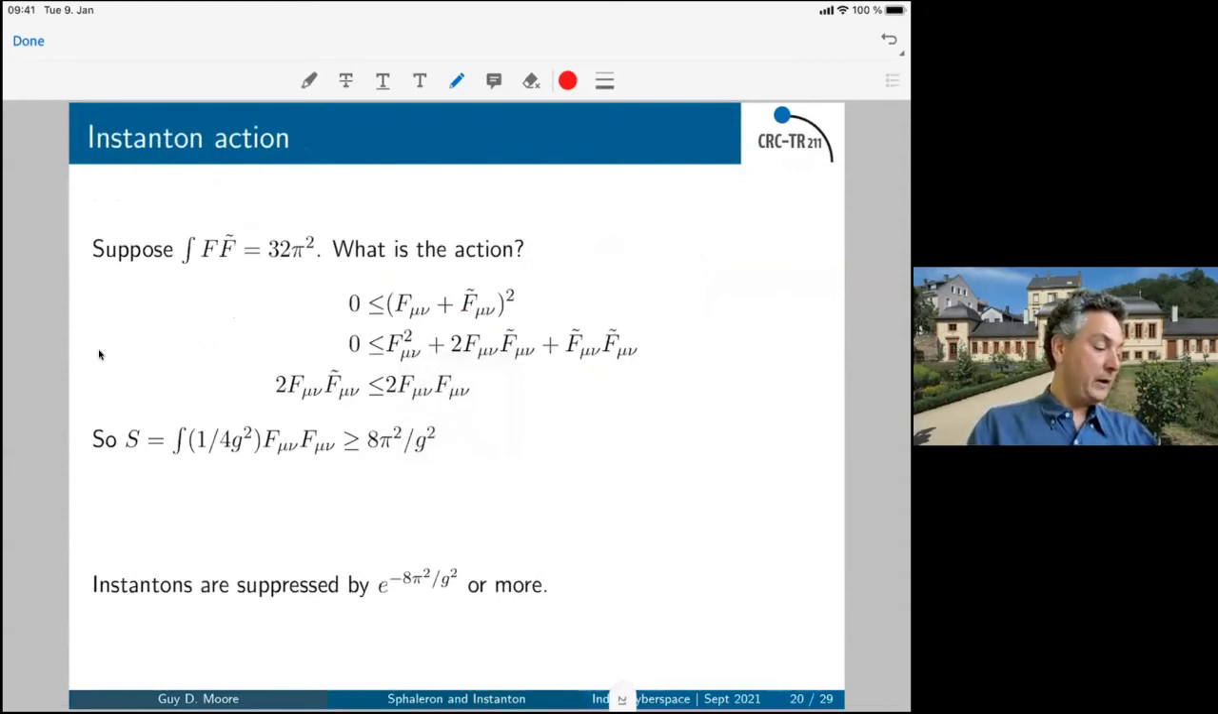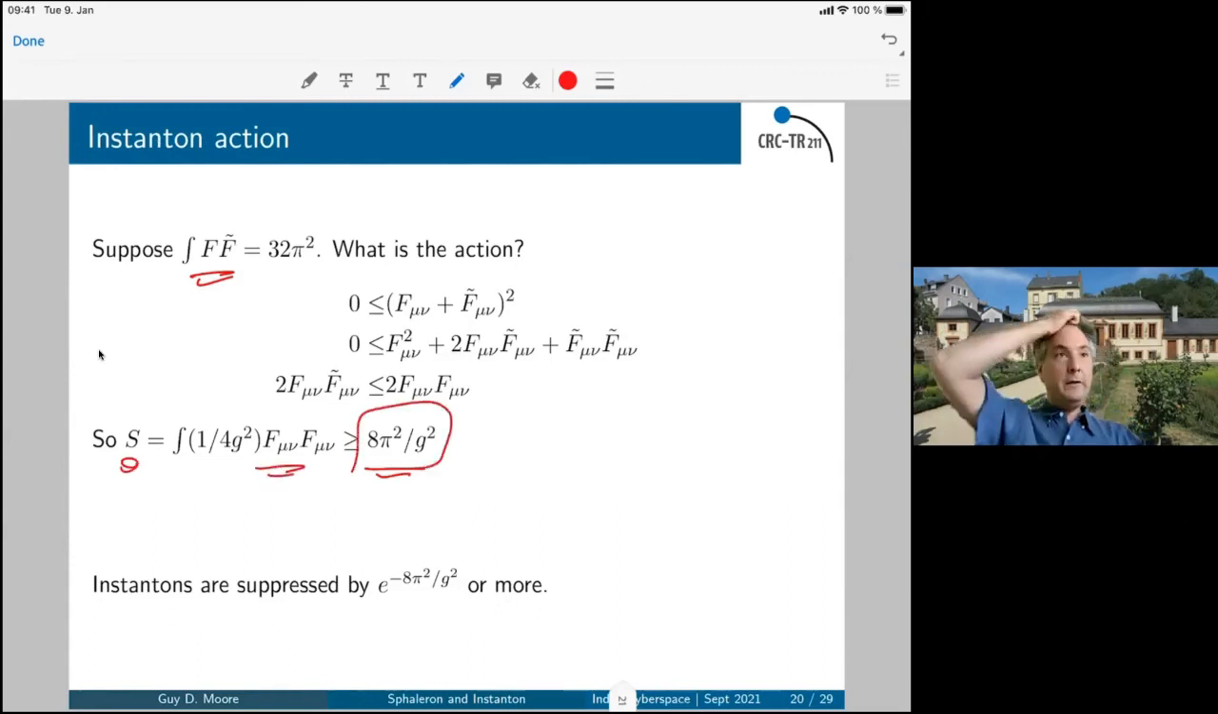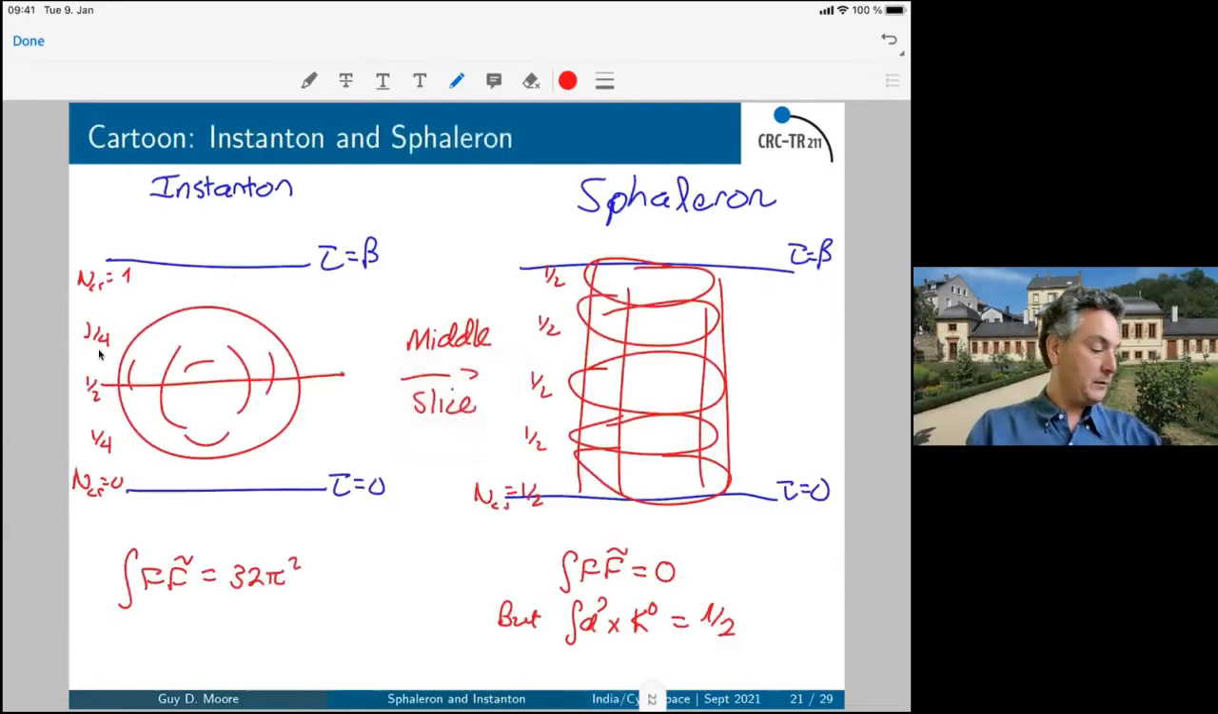Okay, and then there's this trick that it turns out that FF dual is always smaller than the action. And so the best you can possibly do is to have the action equal to the integral of FF dual. And that's how we get this bound that having an instanton always costs 8 pi squared over g squared, which means that these topological configurations at weak coupling will be exponentially suppressed. And now we want to look for these things in path integrals. And we already saw that there's 2 different kinds of things I might want to look for, instantons and sphalerons.